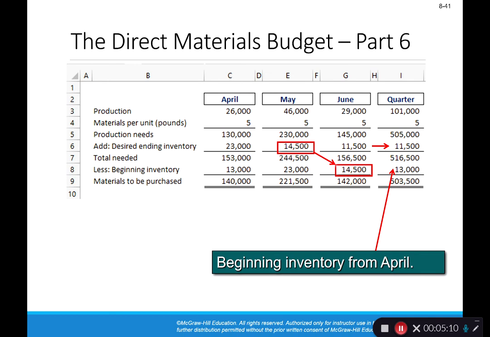Here it is all typed and pretty. And then you have to remember that we take our desired ending inventory from June. That's the ending inventory for the quarter. And the beginning inventory from April would be the beginning inventory for the quarter. So for inventory, we don't add them up. They're at a point in time. The end is from the last month. The beginning is from the first month.